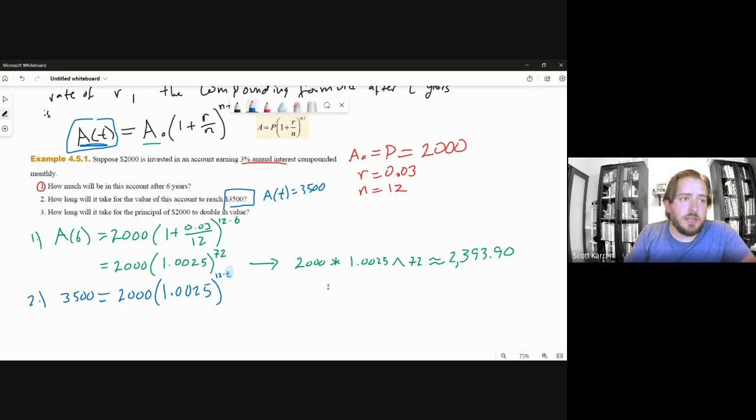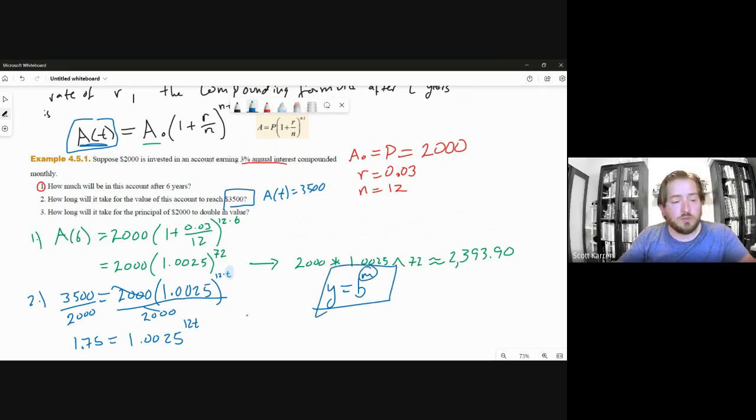Well, I want to get this to look like y equals b to the m. So I'm going to divide out this 2,000 in front of all of that. All right. So the 2,000s cancel out on the right-hand side. On the left-hand side, I get 1.75. Cancels, cancels. So I get 1.0025 raised to the 12t, which is now in this format where my m, that exponent, is just 12t.